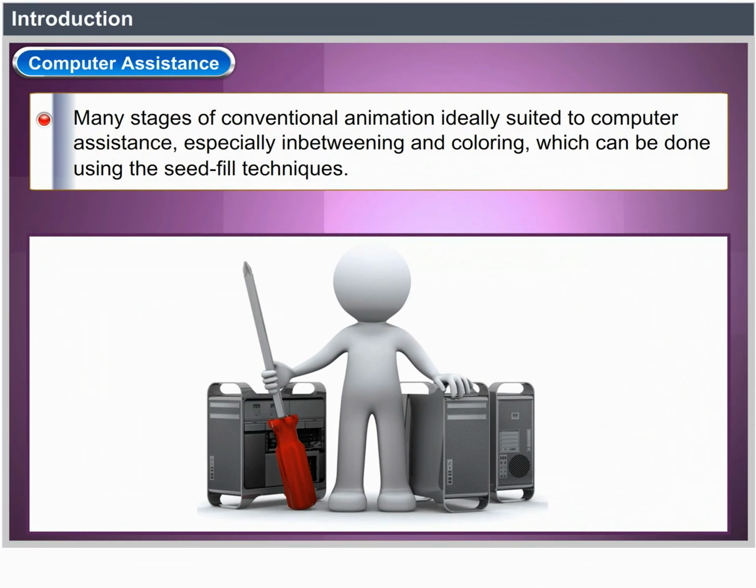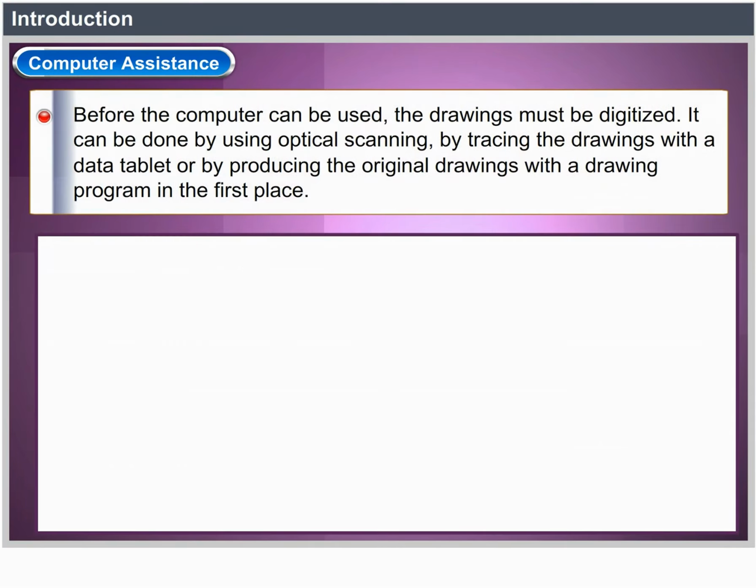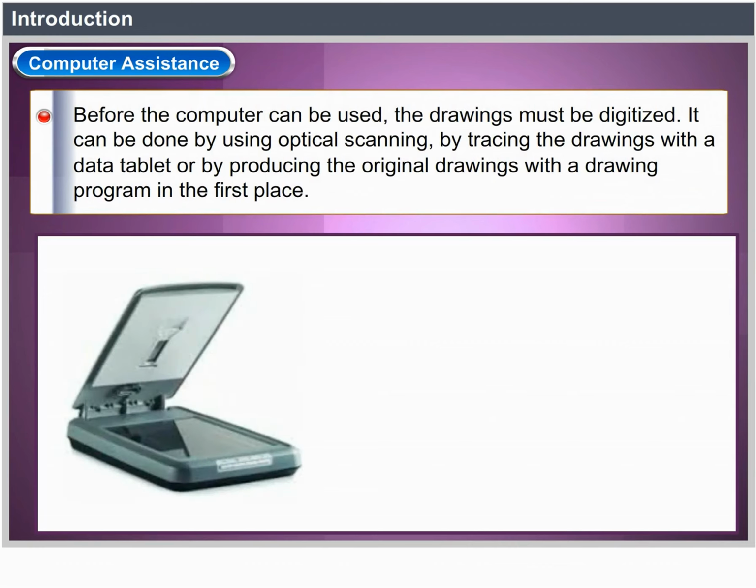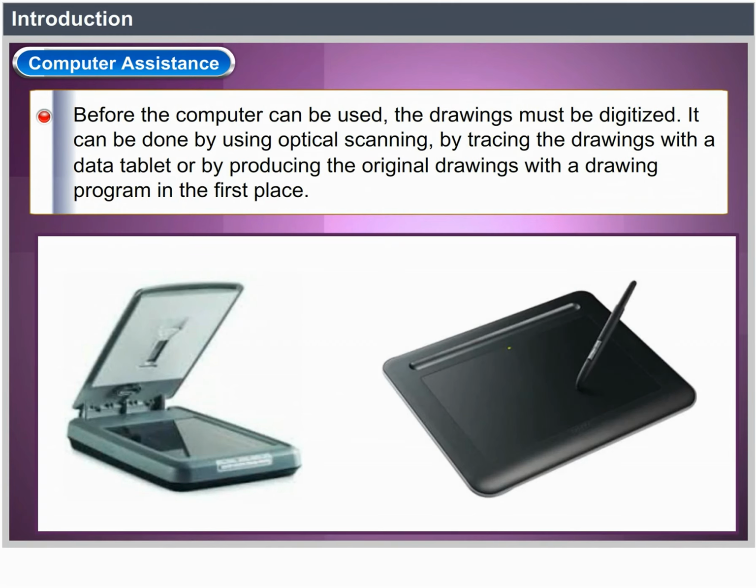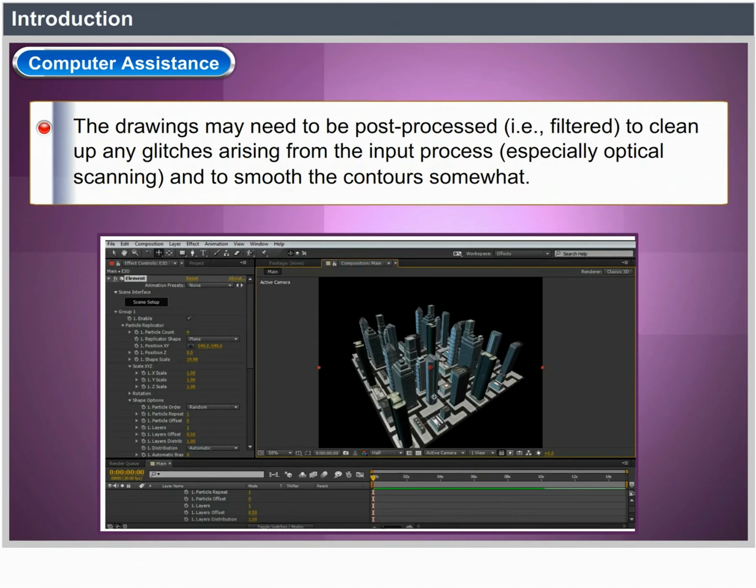Many stages of conventional animation seem ideally suited to computer assistance, especially in-betweening and coloring, which can be done using the seed-fill techniques. Before the computer can be used, the drawings must be digitized. This can be done by using optical scanning, by tracing the drawings with a data tablet, or by producing the original drawings with a drawing program in the first place. The drawings may need to be post-processed, that is, filtered, to clean up any glitches arising from the input process, especially optical scanning, and to smooth the contours somewhat.